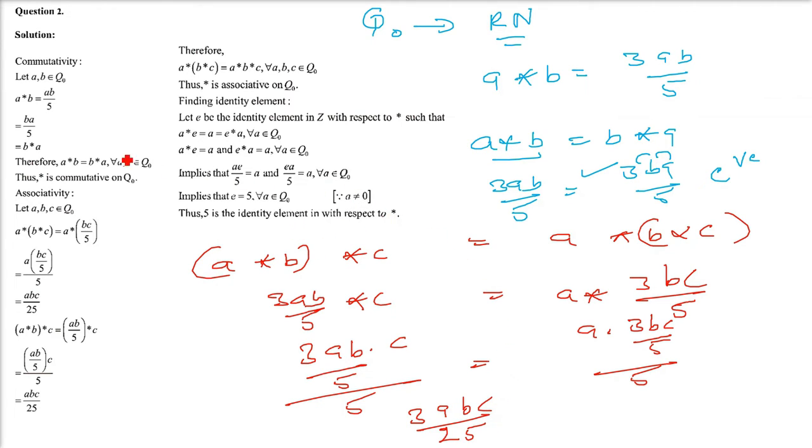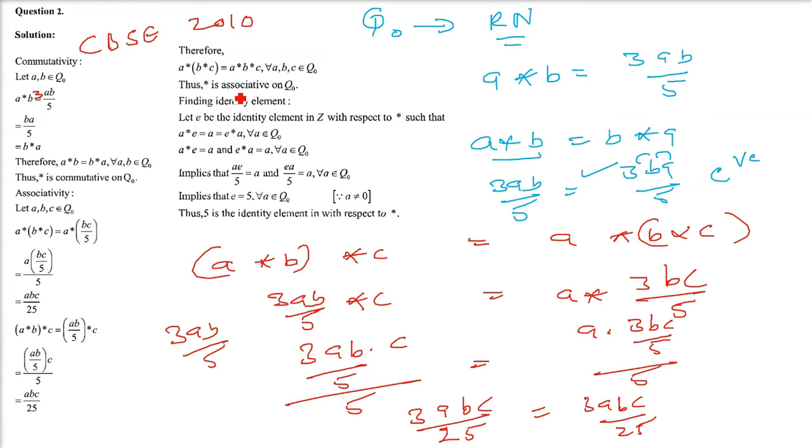Here you see it is AB by 5. So in certain editions it is AB by 5. But since in CBSE 2010 it has come as 3AB by 5, I am doing it with 3AB by 5. If it is AB by 5, it will be ABC by 25. There will be no 3 here. So in both cases it is associative, because the left hand side and right hand side are equal. So, CBSE 2010.